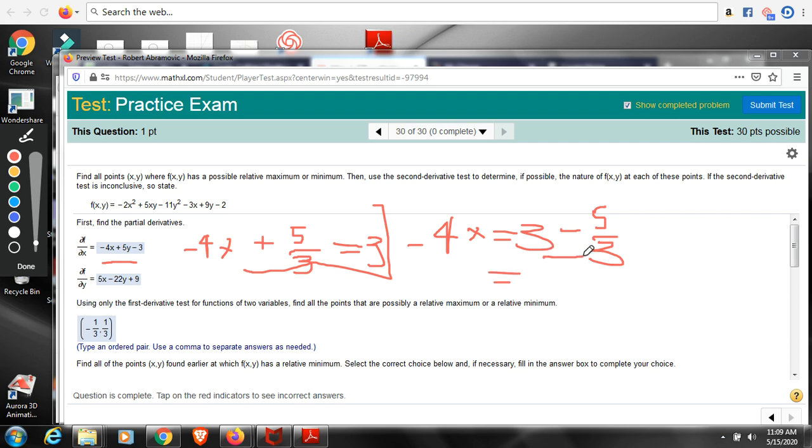So 3 is 9/3, which is the same as 9 minus 5/3. That's the same as 4/3. What was the coefficient of x? It was -4. Divide this by -4. We're left with x, we divide that by -4, we end up with -1/3. So we're left with -1/3, comma, 1/3.